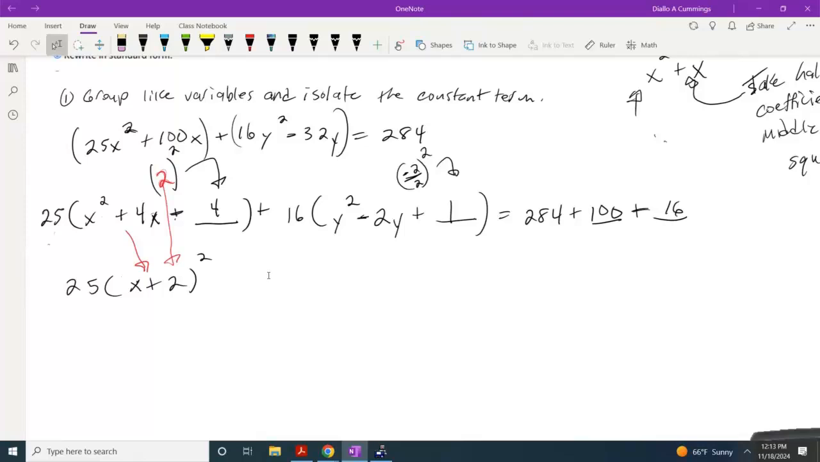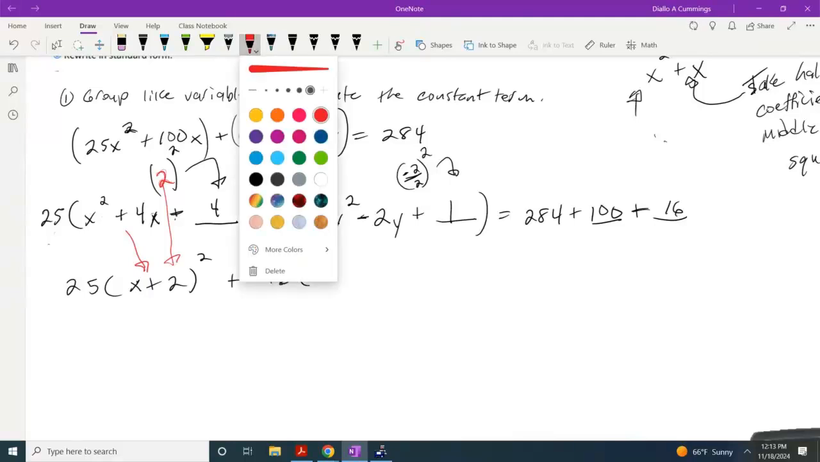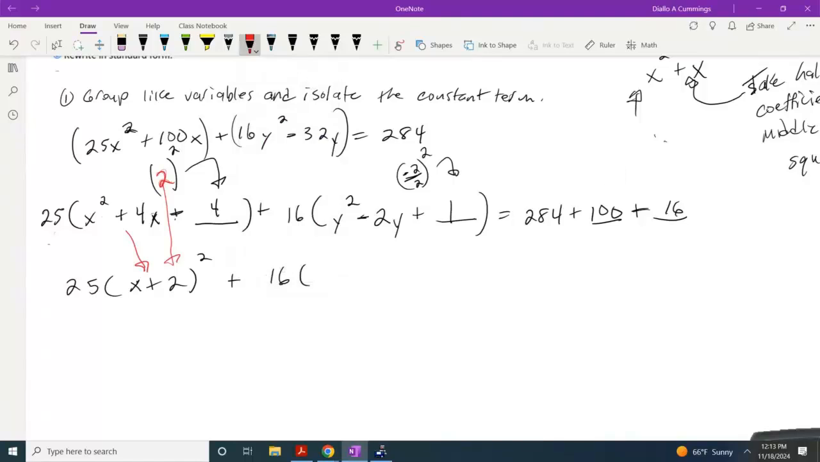So if I do the same thing for the second term, how would I factor that down? Well, what's negative 2 cut in half? That's going to be negative 1, right? That is the number I put here. I'm trying to go back and forth on these colors. Is everybody okay with that?